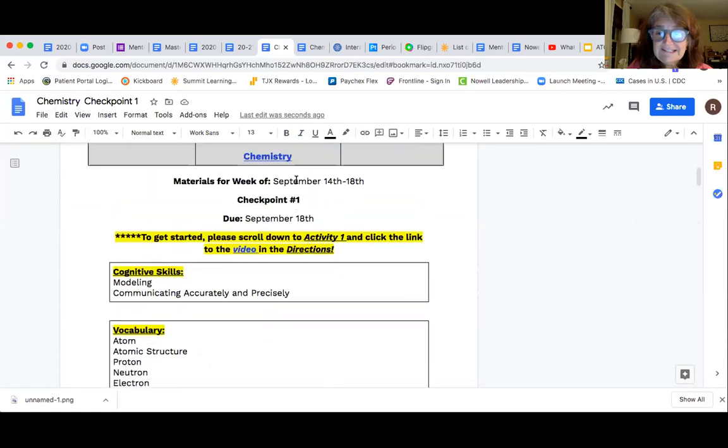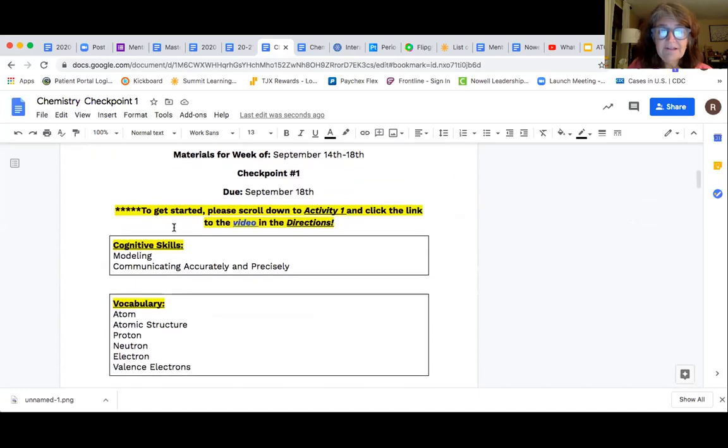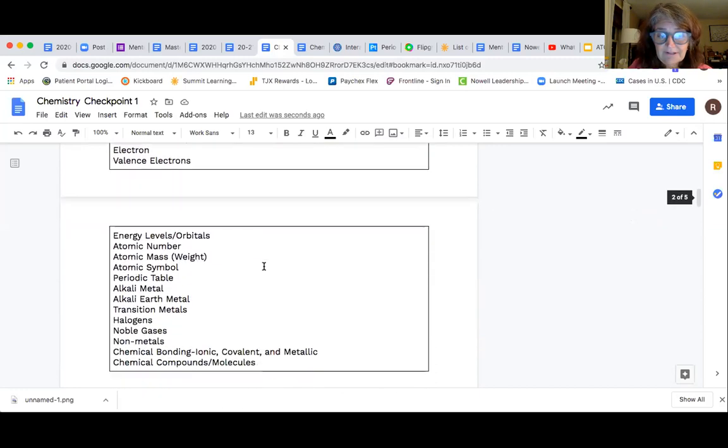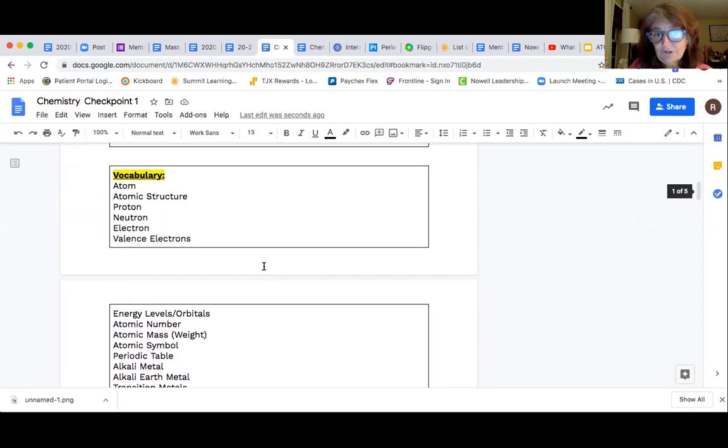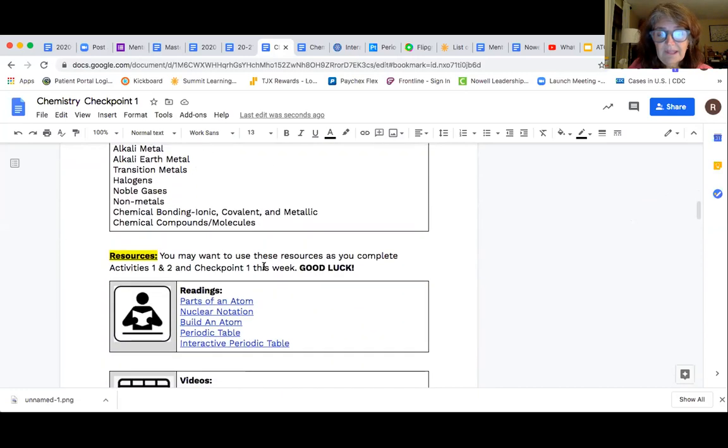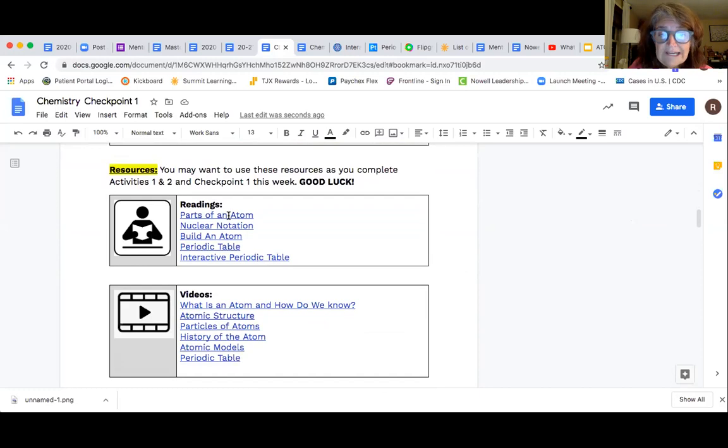But before we get down to that first activity, here's a review of the cognitive skills that we will be assessing on this checkpoint: modeling and communicating accurately and precisely. This is the vocabulary that we're going to be going over during this checkpoint. And here are some resources, readings and videos that may help you complete activities 1 and 2 in checkpoint 1. Several of these I use later on in the checkpoint, but feel free to use any of these at any point.